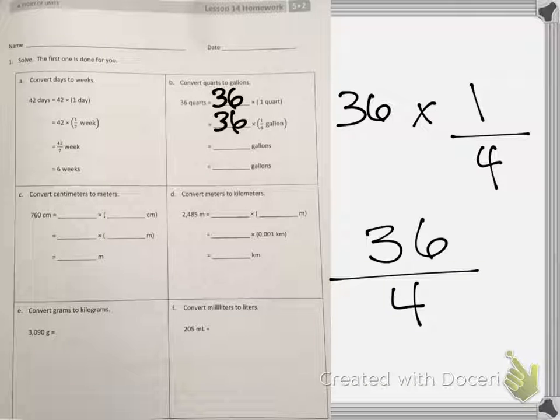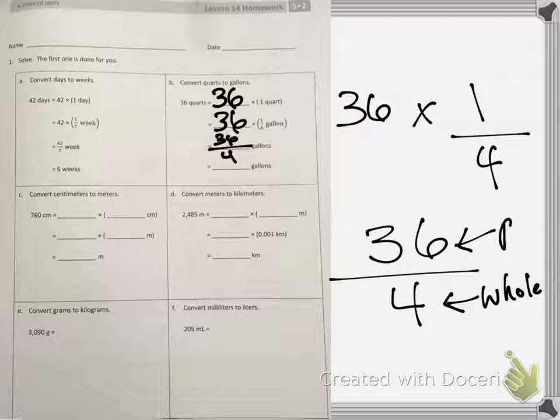Now what do we do? Well, fractions are really just division problems. This is saying 36 over 4. So 4 is our whole, and we have 36 parts. So how many wholes do we have? So how many times does 4 go into 36? Well, we know 4 goes into 36 9 times. So our answer is 9 gallons.